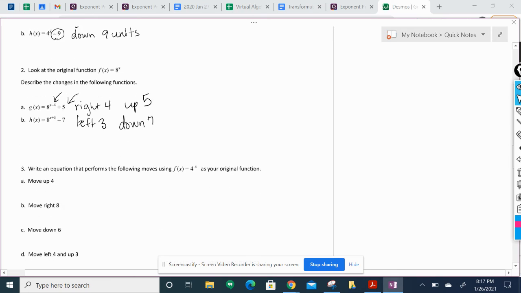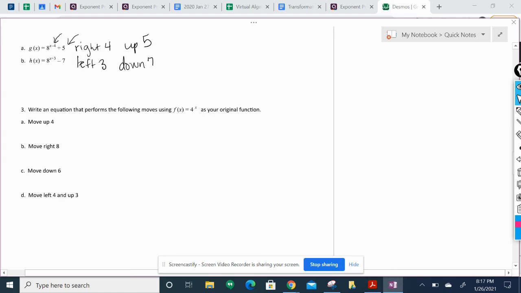All right, last but not least, now we're going to write our own equation doing these certain things. So we're using the parent equation or the basic equation, f of x equals 4 to the x power. And so it wants us to move up 4. So we need to think, if I want to move up 4, do I want my 4 to be trapped or do I want it to be outside the equation? And up and down is when Spider-Man is outside the building. So we're going to write 4 to the x plus 4.